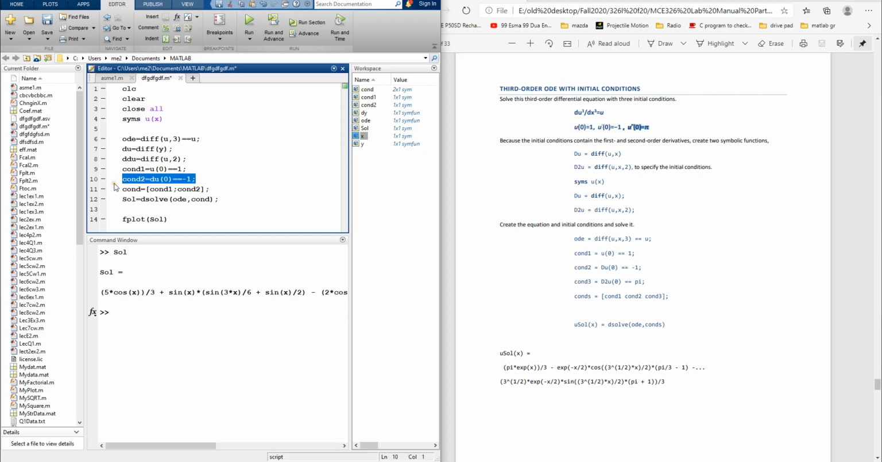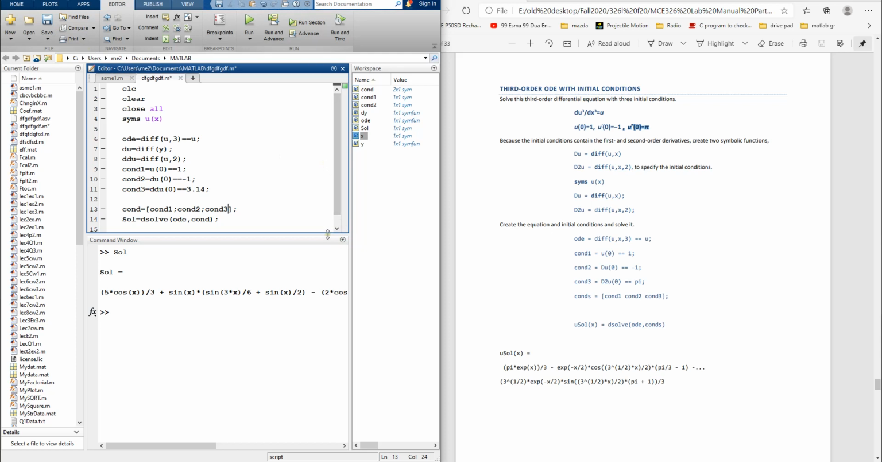We can repeat with Ctrl C, Ctrl V for the third condition. Say cond3: the condition number 3 equals ddu, the second derivative of u, when x equals 0, equal to pi. So I will change minus 1 to pi, which is 3.14. You can declare pi before and use the pi name. Now cond equals cond1 semicolon, cond2 semicolon, cond3. Again, cond is not a keyword. It's just a variable name. You can use any name as you wish. Now the solution equals dsolve of the ODE, comma, cond.